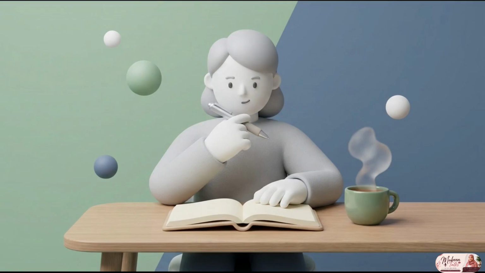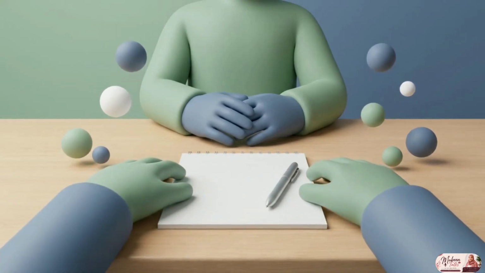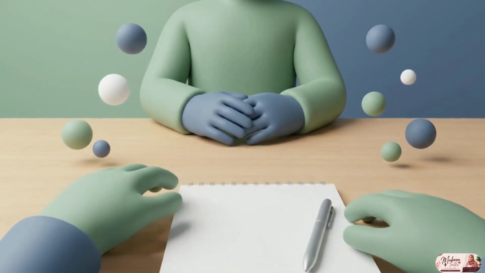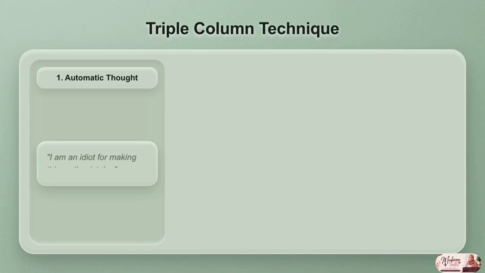Identifying these 10 traps is the first step. The second is dismantling them. To do that, CBT practitioners use a framework created by Dr. David Burns called the triple column technique. This is a diagram of the triple column technique. When a stressful thought hits, you write it down in the first column. I am an idiot for making this math mistake.